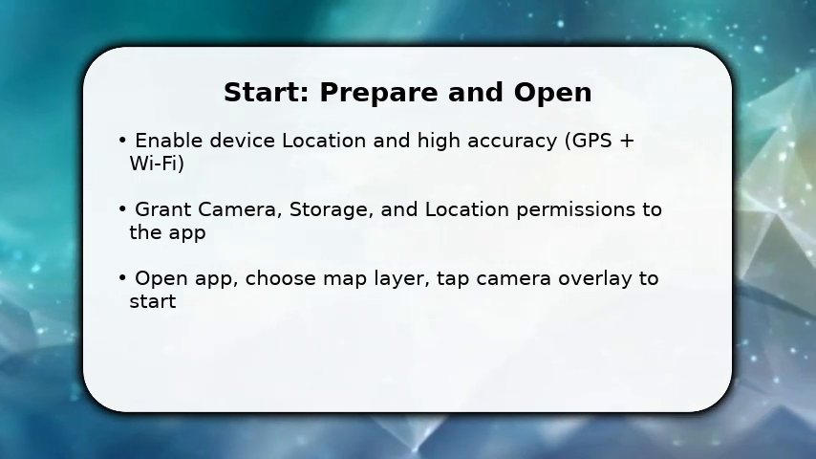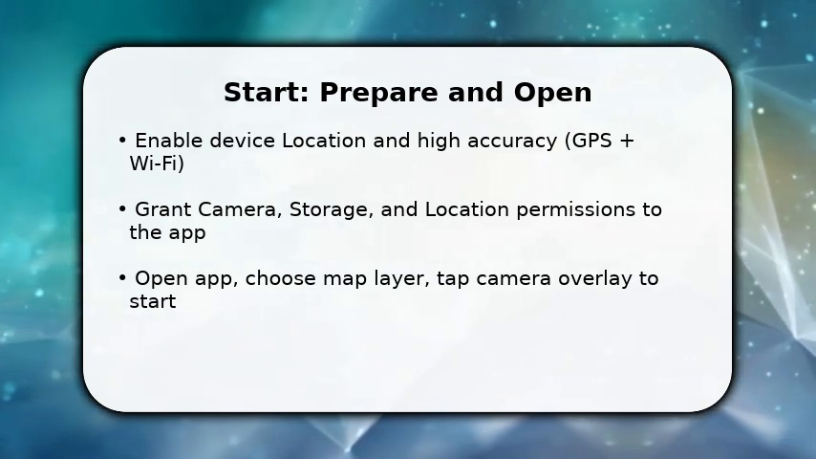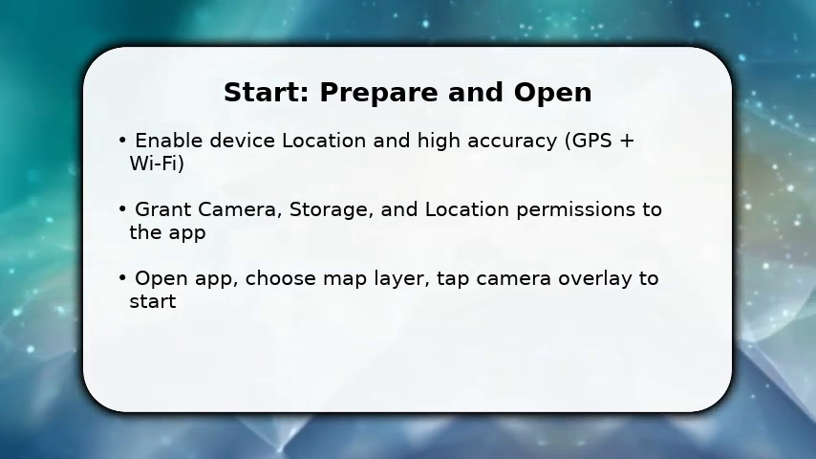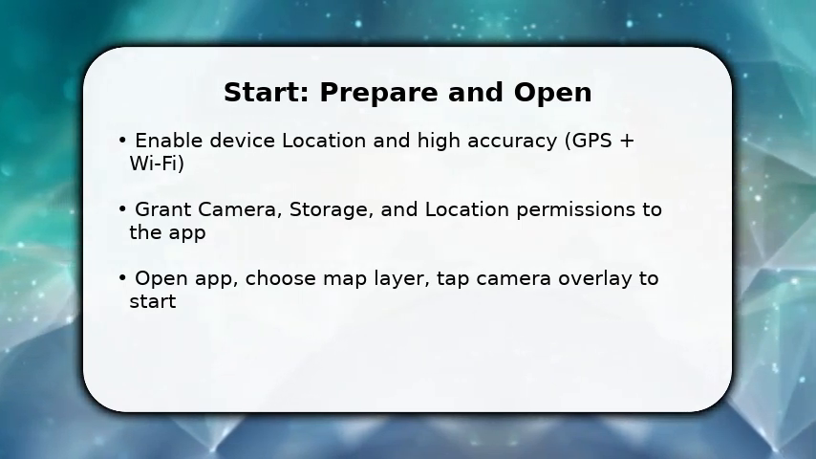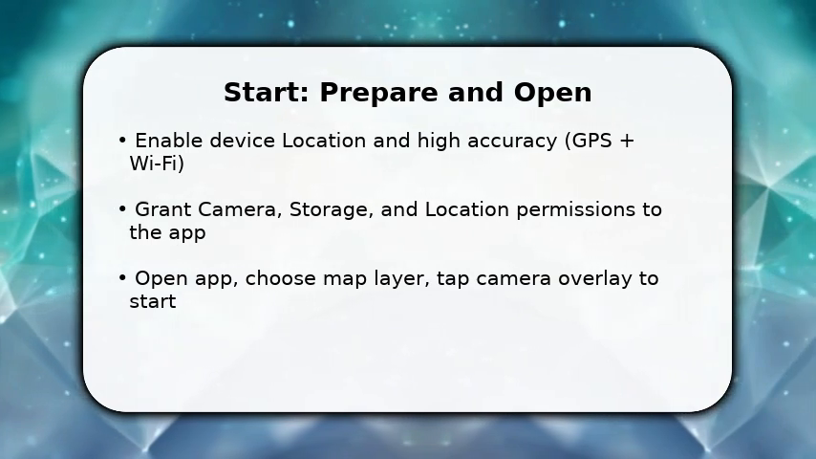Next, open the GPS Map Camera app and pick your map layer, satellite or standard. Then tap the camera overlay to enter photo mode. Make sure you can see a live map pin and a small compass indicator before moving on. This confirms the app received a basic GPS fix, and the camera overlay is active.